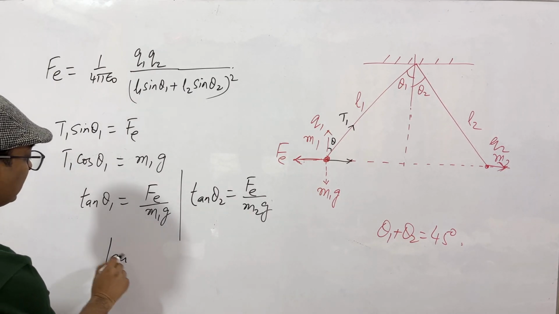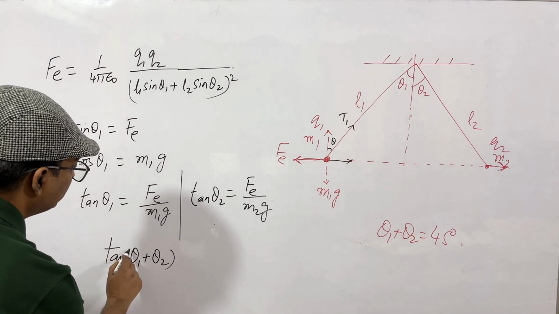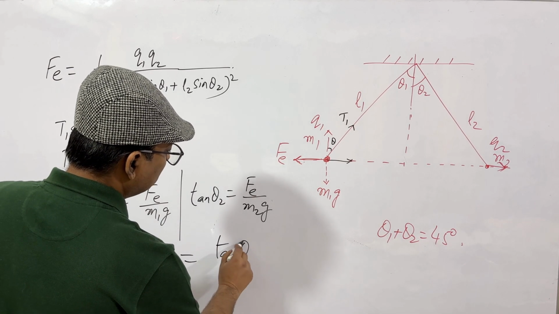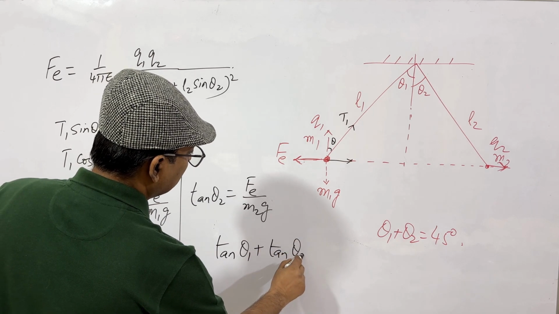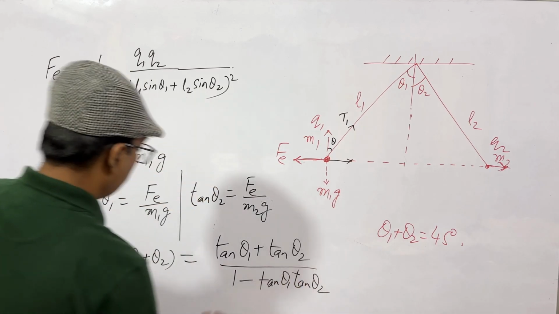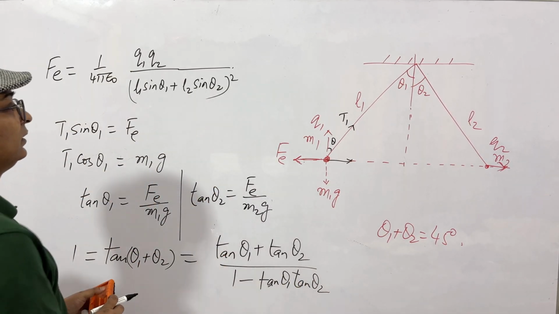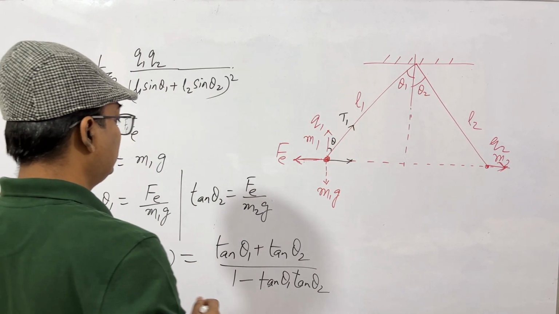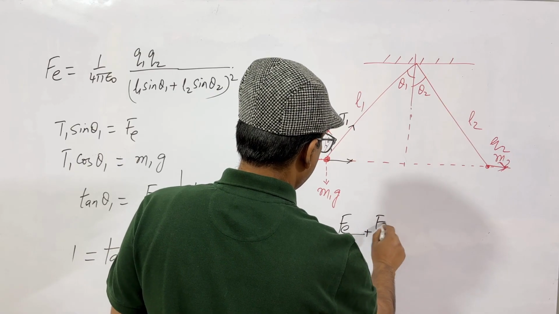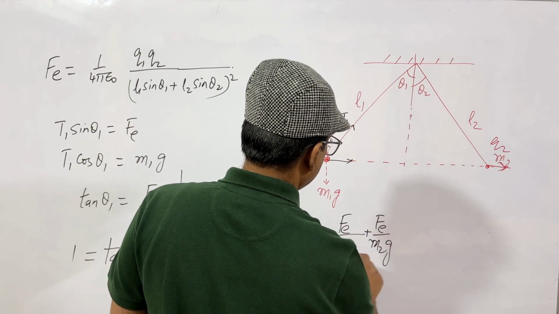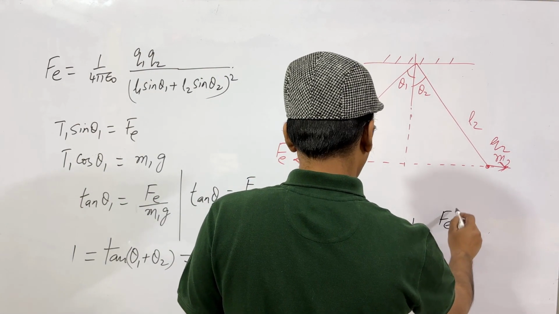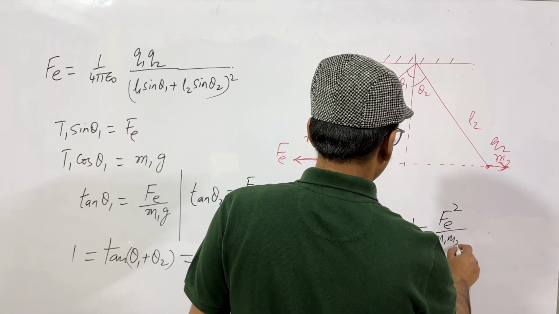And you know that tan of theta 1 plus theta 2 is tan 45, that is 1. You must know the expression: tan theta 1 plus tan theta 2 divided by 1 minus tan theta 1 into tan theta 2. So this is 1. Tan theta 1 is Fe by M1g plus Fe by M2g, and this is equal to 1 minus Fe square by M1 M2 g square.